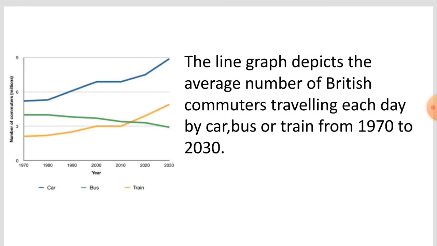So the introduction can be something like this. The line graph depicts the average number of British commuters travelling each day by car, bus or train from 1970 to 2030.